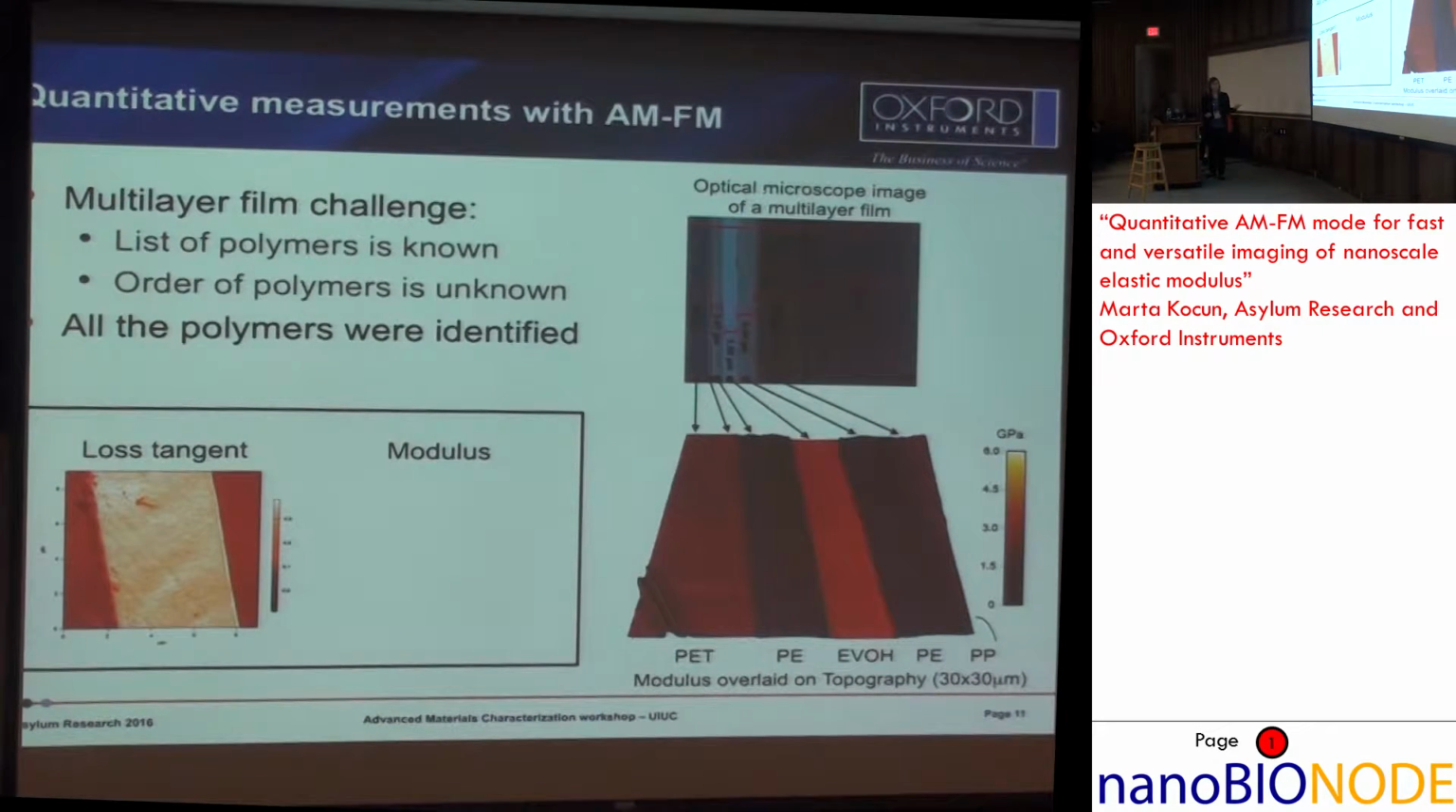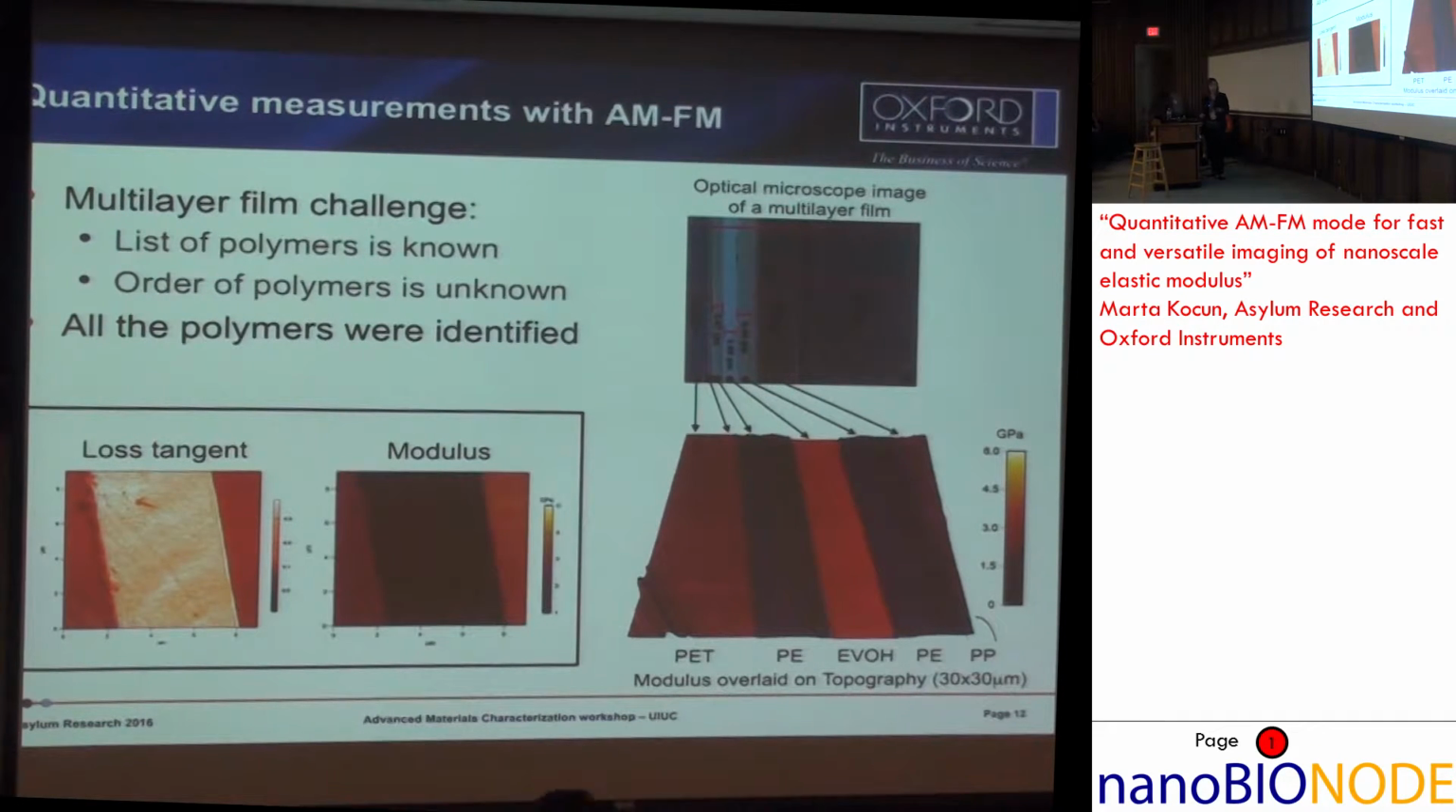What's interesting to notice is that loss tangent, which you could easily get from regular single-mode tapping mode imaging, shows you the difference between the polymer in the middle, but you don't really see the difference between the two polymers on each side. And even though the image is a little bit dark, you can see that the polymers are different.